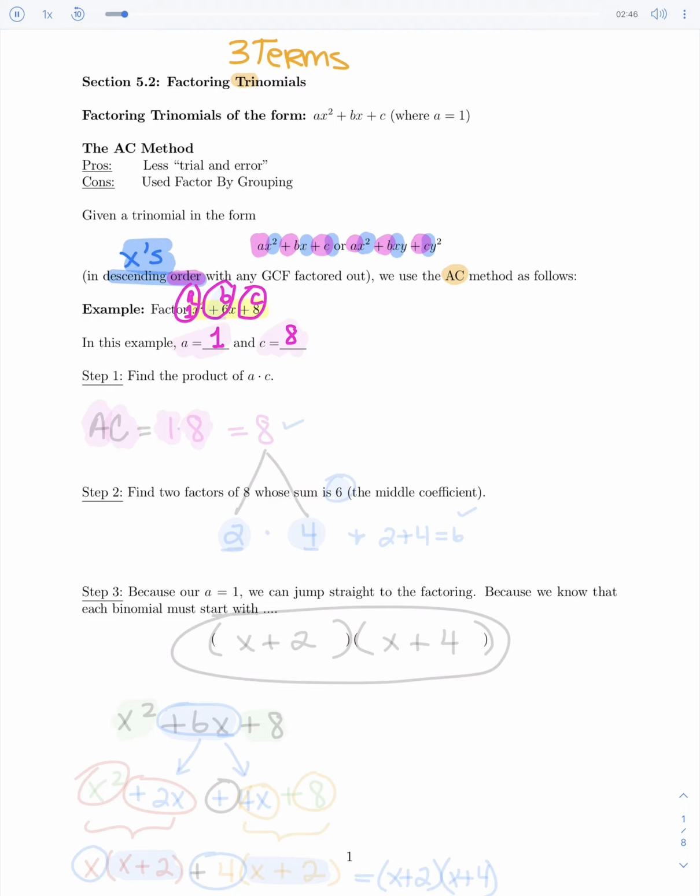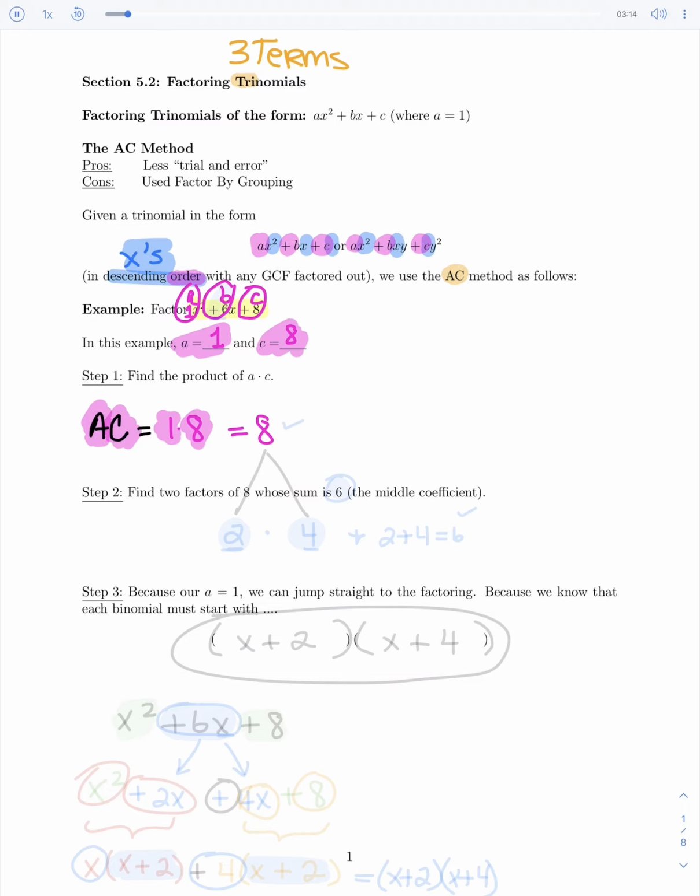So the first thing that they want me to do in the AC method, it's called AC because you're going to multiply A and C. So you'll start off by taking 1 times 8. The A was 1. So for A we'd use 1, and for C we had 8. So we do 1 times 8, which is 8.